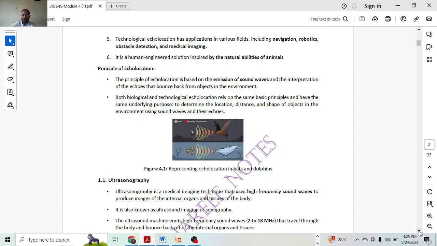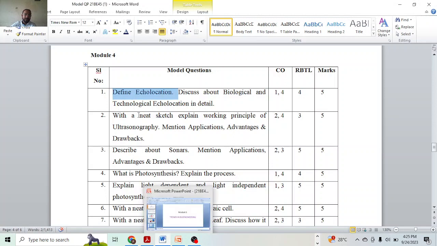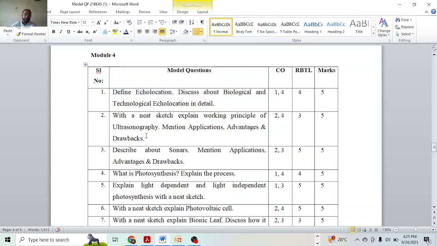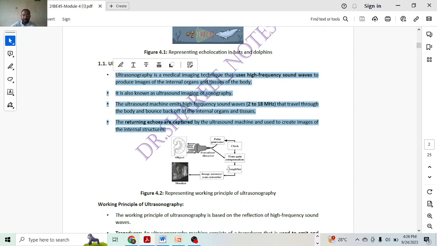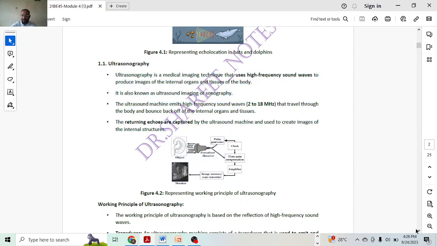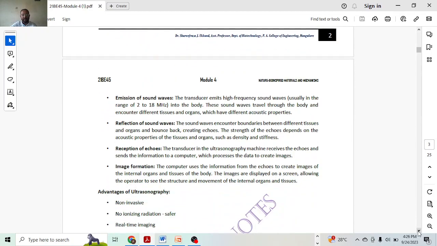Okay, as a definition. Next we are having the topic with a neat sketch. Explain the working principle of ultrasonography, mention applications, advantages and disadvantages. As simple as that. Give the definition of ultrasonography, its function and working principle, and draw the diagram. So the diagram will carry 1 mark, and the working principle will carry 1 mark or 2 marks, you can say 2 marks.